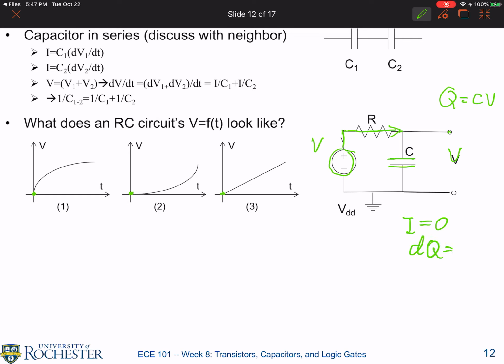dq has to be 0. dq dt has to be 0. So over time, Q doesn't change. So Q reaches a constant, and therefore V reaches a constant. Okay, so because of that, you can already tell that it has to be one of these two curves. That, or I guess it can be this as well. It can reach a point and stop.